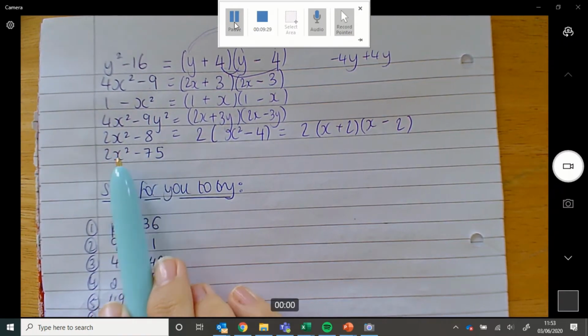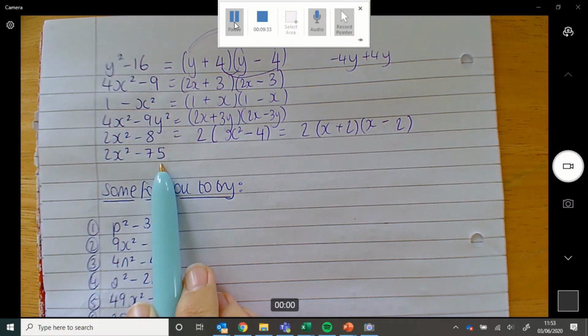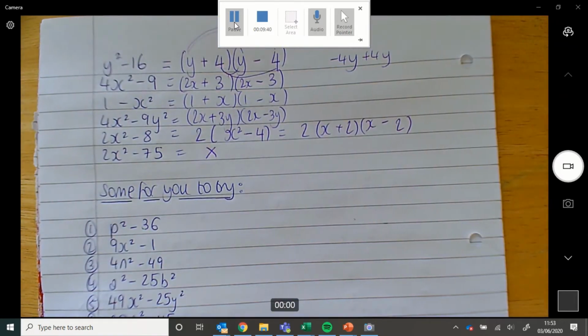This one I put in as a bit of a trick question. There is no common factor to 2x squared and 75, and so for that reason I can't factorise something first and then do difference of 2 squares. This one is a trick question, it can't be factorised.